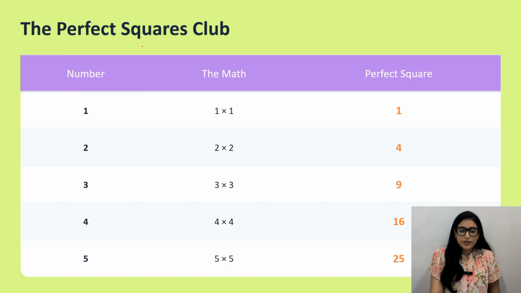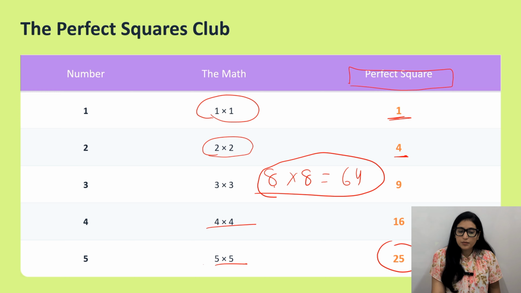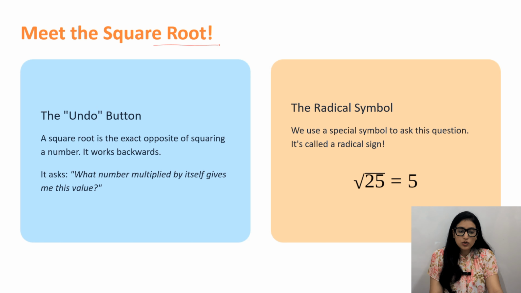Now, the perfect square club. Whenever a number is multiplied by itself, we get its perfect square. Now, what is this perfect square? Any number can be multiplied by itself to get a perfect square. Any means any. For example, 5 into 5 gives you 25. Similarly, 8 into 8 will be equal to 64. So, any natural number can be multiplied by itself to get its square. Clear? Next.